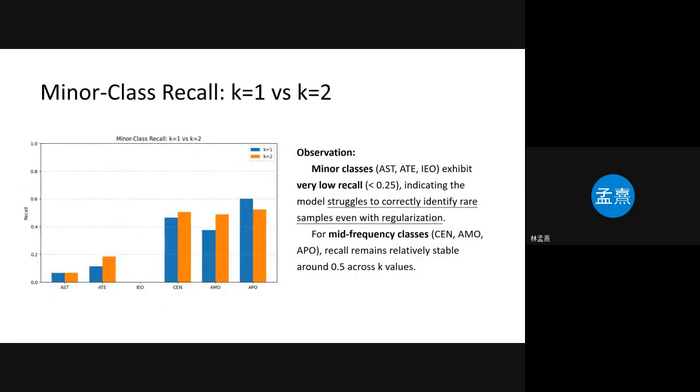Okay. So here you can see the most minor classes, the recall is still very low. So this shows that even with regularization, it struggled to correctly identify rare samples. But for mid-frequency classes, the recall is relatively stable, around 0.5 across k equals 1 and k equals 2. So it's about the same as the weighted KNN. So next slide.